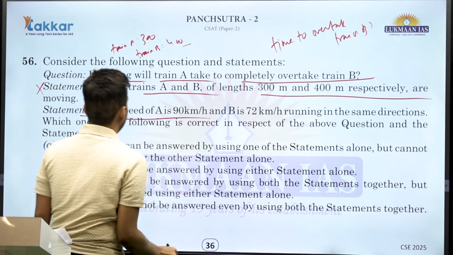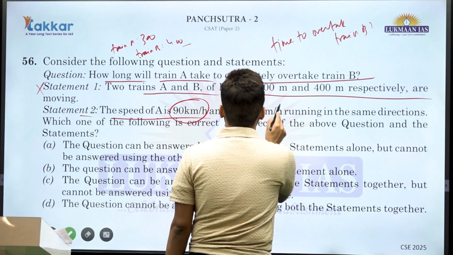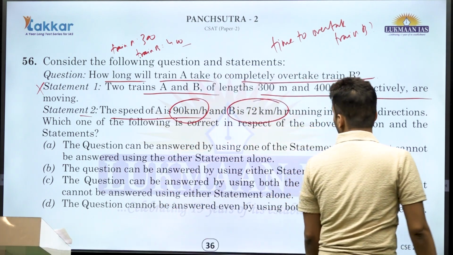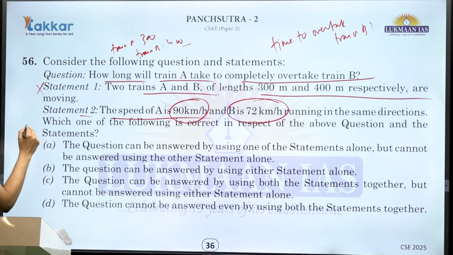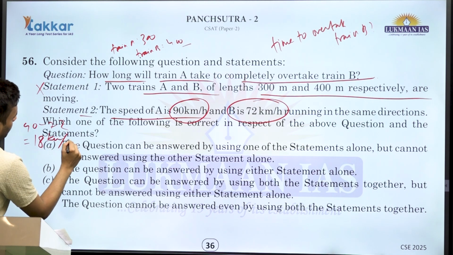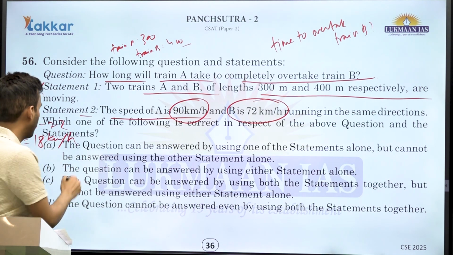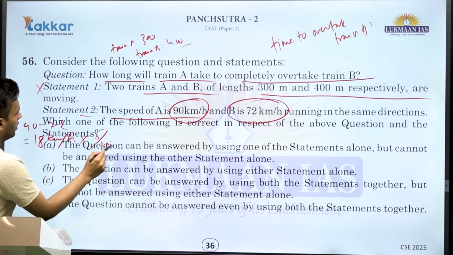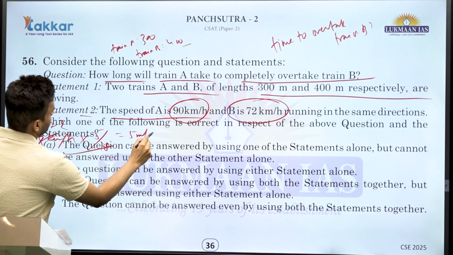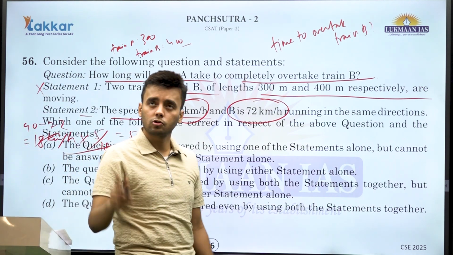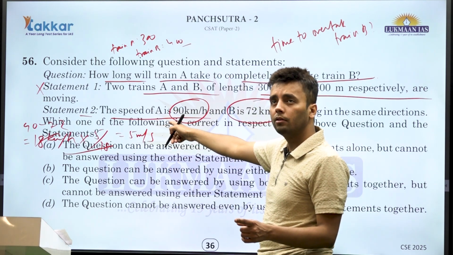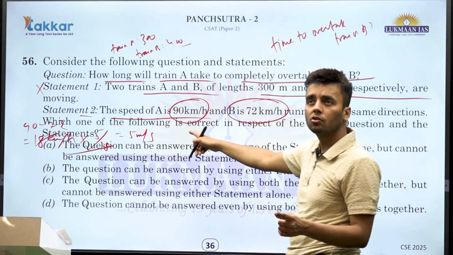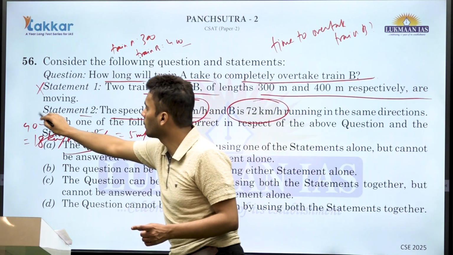Statement 2: the speed of A is 90 km per hour and the speed of B is 72 km per hour, running in the same direction. We are given the speed, so we can find the relative speed. 90 minus 72 is 18 km per hour. Now we convert it into meters per second: 18 times 5 by 18 is 5 meters per second. This is the relative speed we got. But in statement 2 only the speed is given, not the length, so it alone is not sufficient to solve the question.